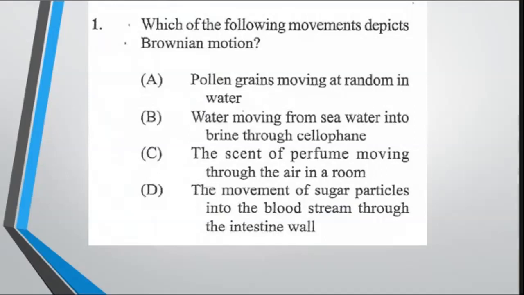Which of the following movements depicts Brownian motion? And they give us 4 options. A, pollen grains moving at random in water. B, water moving from seawater into brine through cellophane. C, the scent of perfume moving through the air in a room. And D, the movement of sugar particles into the bloodstream through the intestine wall.